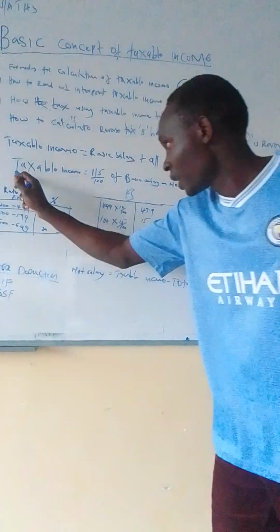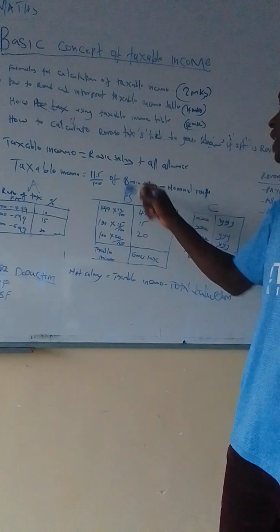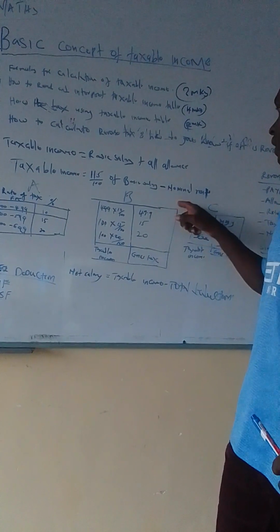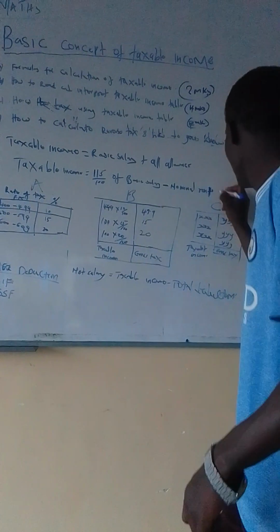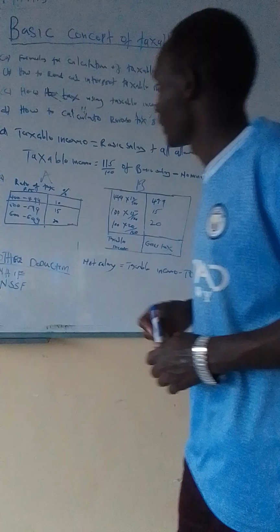We have another formula. Taxable income is equal to 115 over 100 of basic salary less nominal rent. You can include plus allowances, if the allowances is there.